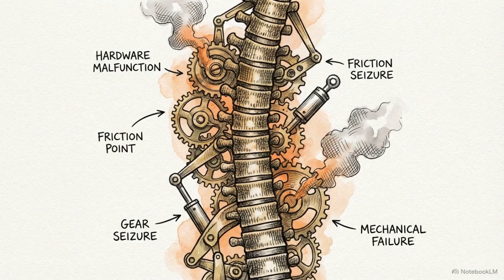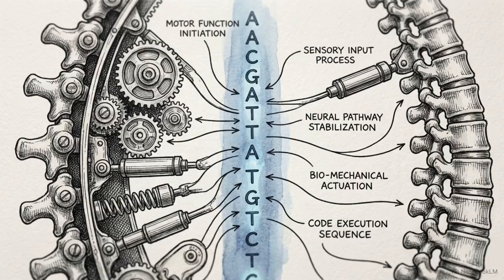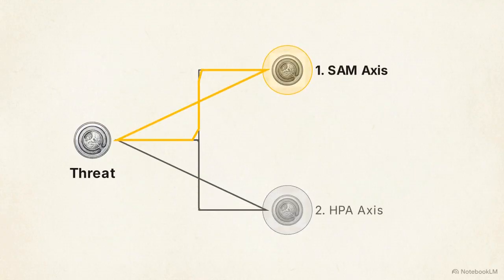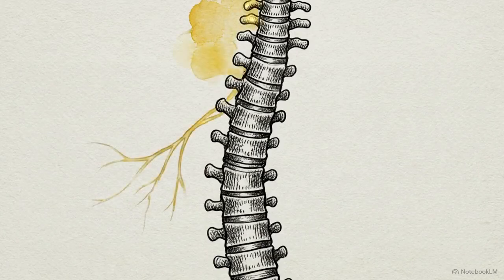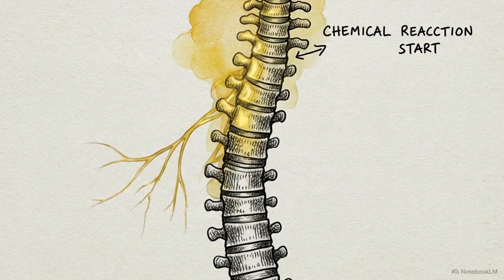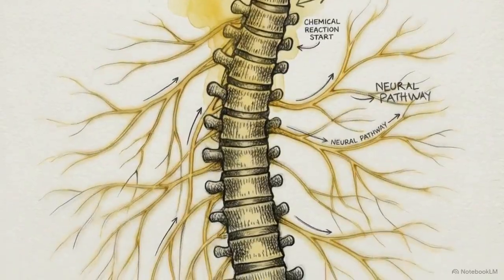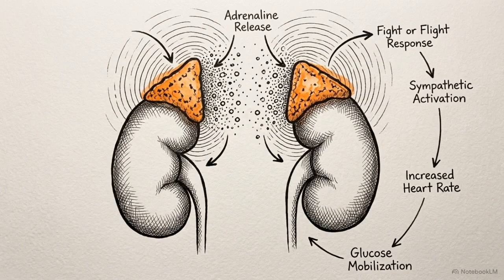Because stress is a hardware malfunction that degrades the human machine, we have to look at how the underlying code executes in order to stop it. The body's threat response executes as a two-stage chemical cascade. Stage 1 is the SAM axis, or the sympathetic adrenomedullary axis. Spinal neurons fall like a line of dominoes to release acetylcholine, instantly triggering the adrenal glands to dump adrenaline. This spikes your heart rate and alertness in seconds.